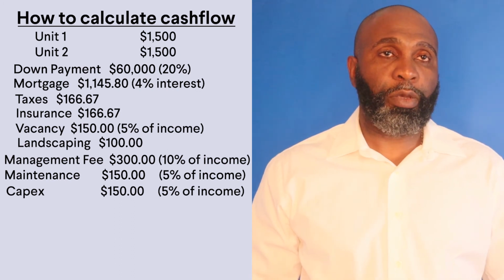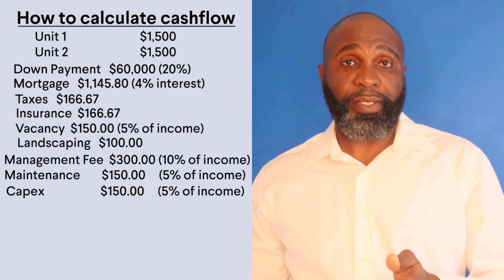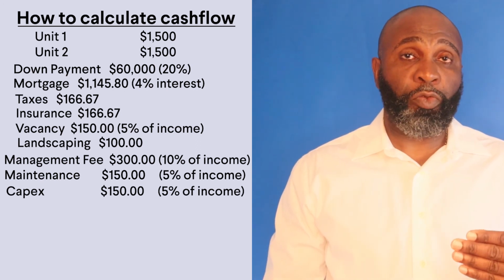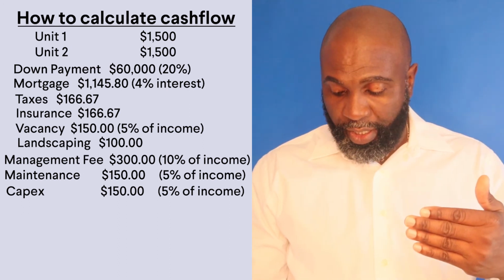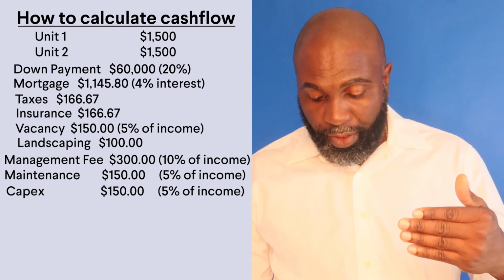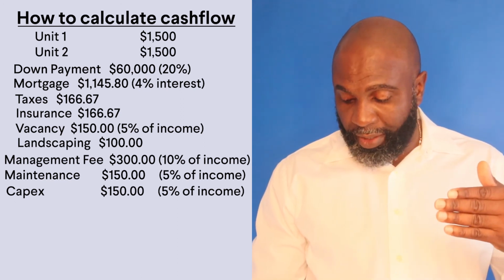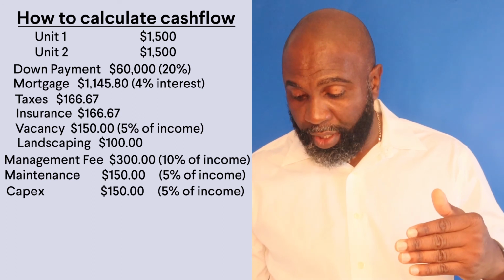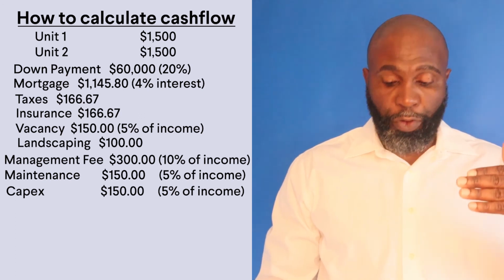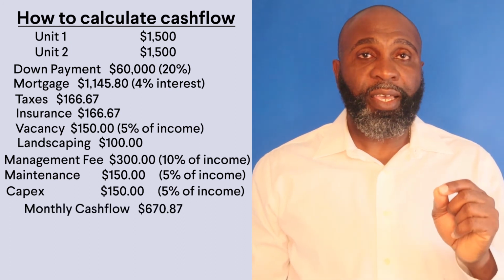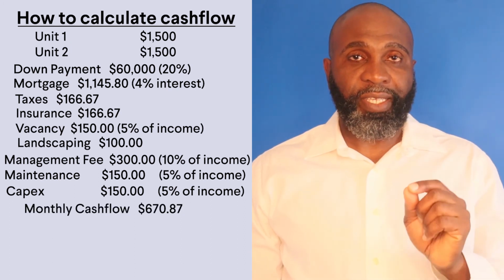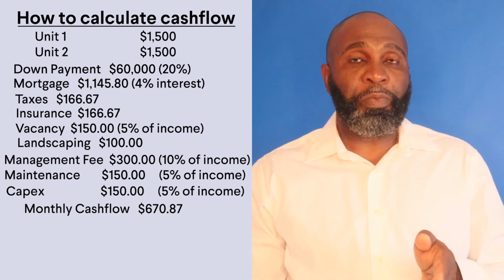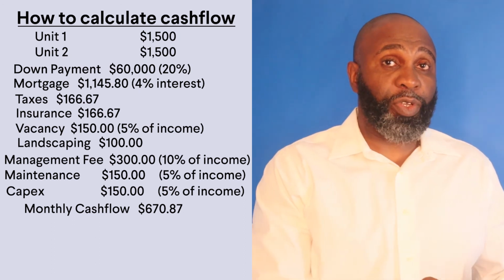Like I said before, cash flow is going to be your income minus your expenses. So your income is $3,000. Your first expense is going to be your mortgage, which is your principal and interest. And that amount is $1,145.80. You're going to minus your expenses, which is $1,183.33. So now you have a cash flow of $670.87. So that's a big difference from the previous one. So you see now how the 1% rule works. You see the big difference between $1,200 and $1,500.